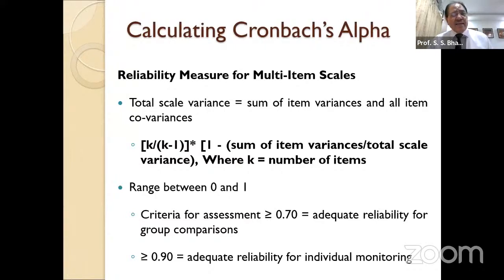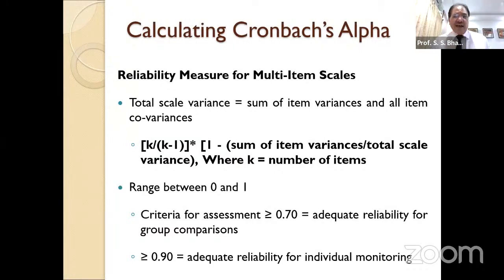Look at this formula: K divided by K minus 1, where K is the number of items in a scale, multiplied by 1 minus the sum of item variances divided by the total scale variance. Now this K divided by K minus 1 will also be used in split half, multiplied by the correlation between one half and the other half. That would be the reliability in the case of split half.